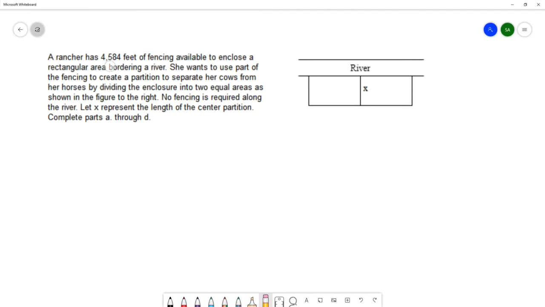A rancher has 4,584 feet of fencing available to enclose a rectangular area bordering a river. She wants to use part of the fencing to create a partition to separate her cows from her horses by dividing the enclosure into 2 equal areas as shown in the figure to the right. No fencing is required along the river. Let x represent the length of the center partition. And we want to complete parts A through D.